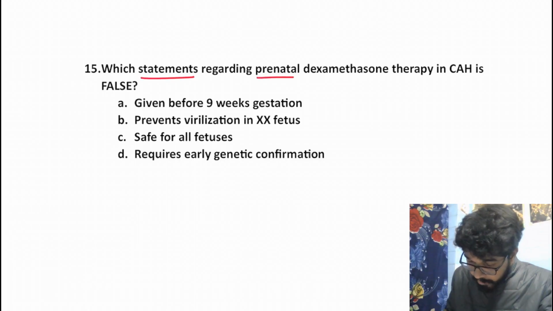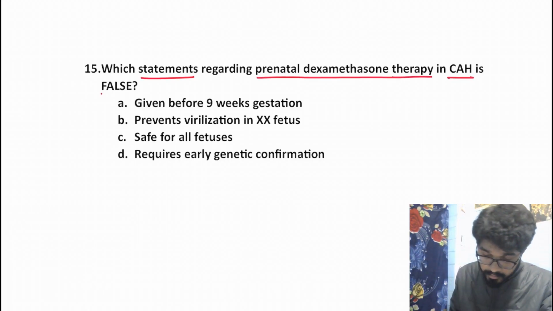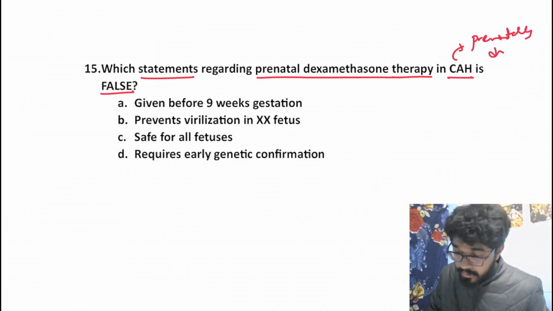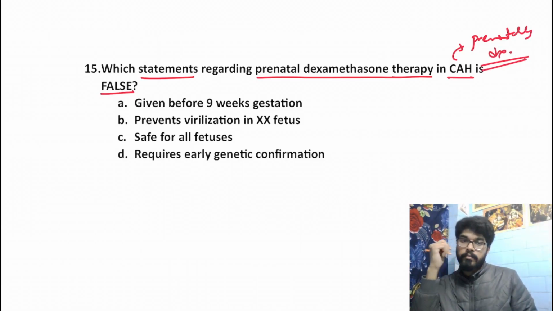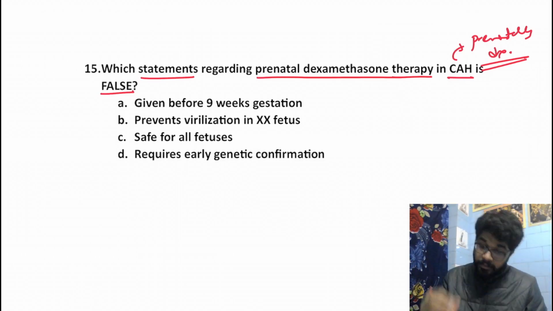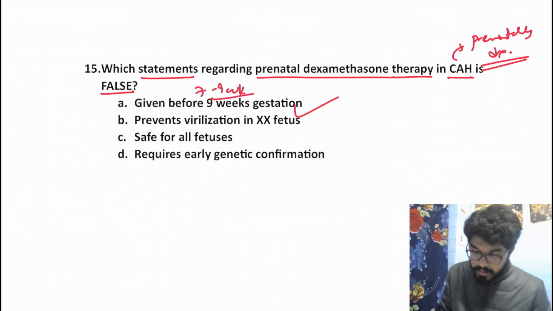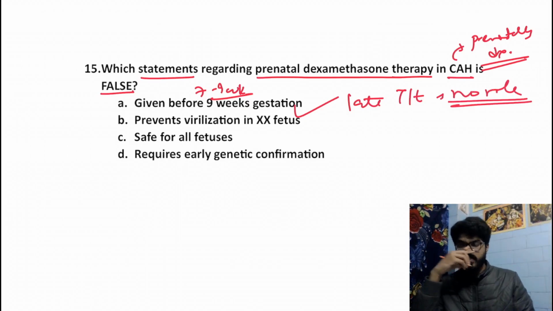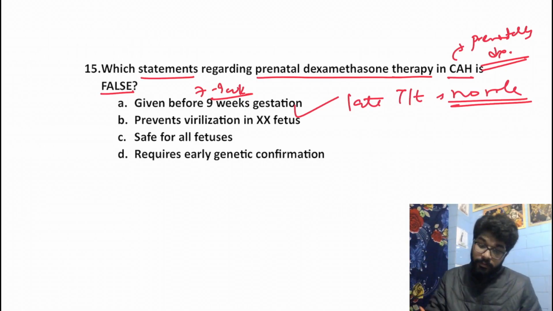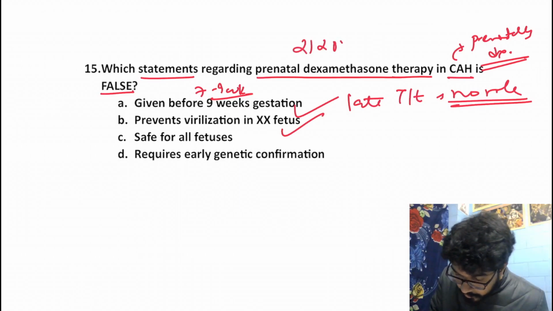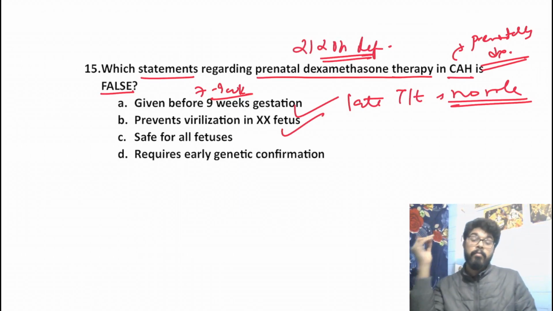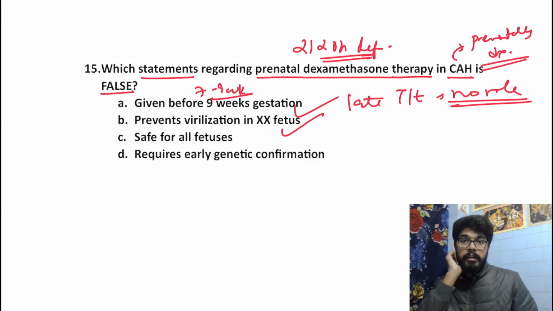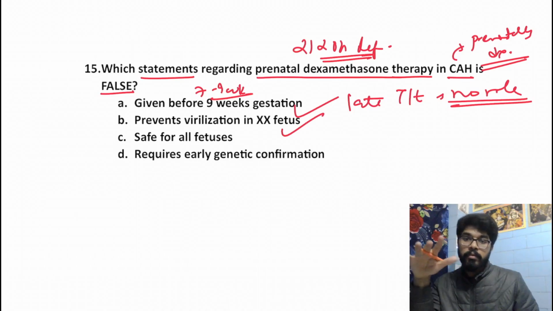Which statement regarding prenatal dexamethasone therapy in CAH is false? Of course, if CAH is diagnosed prenatally, then we would administer dexamethasone. It has to be given before 9 weeks of gestation. This is a true statement, 7 to 9 weeks, because late treatment has no role in prevention. And it prevents virilization in an XX fetus. Yes, this is a true statement. Again, we are talking about 21 alpha hydroxylase deficiency, the most common variety, where we get virilized females. In order to prevent this virilization, we provide prenatal dexamethasone, before 7 to 9 weeks.